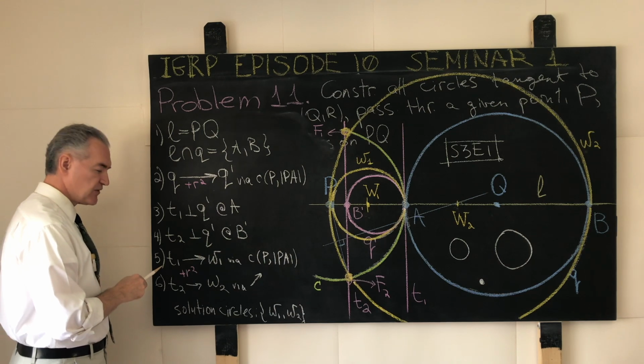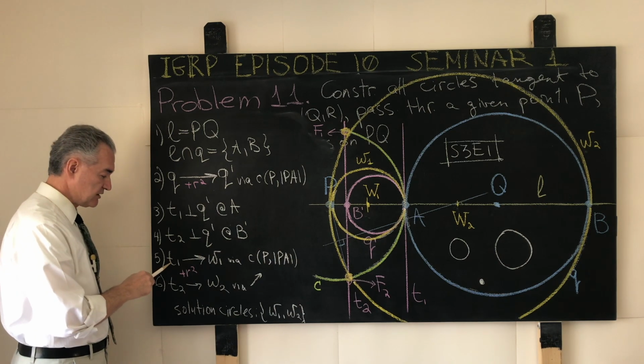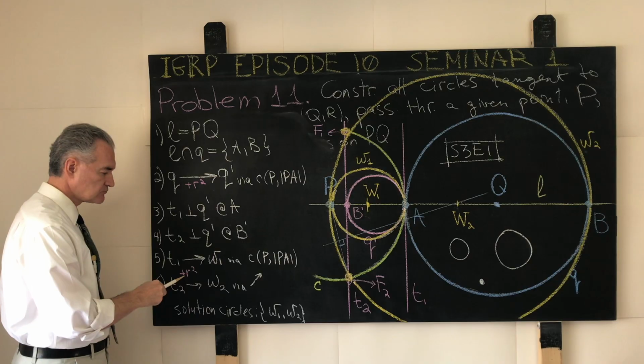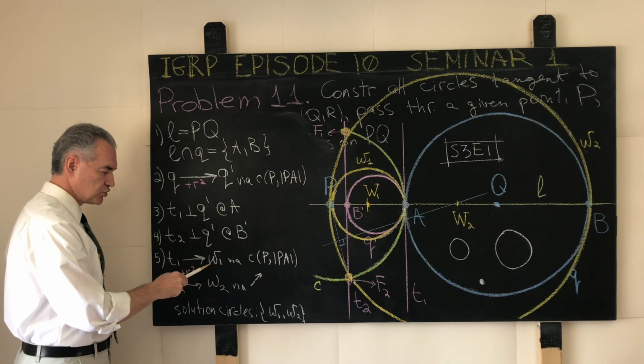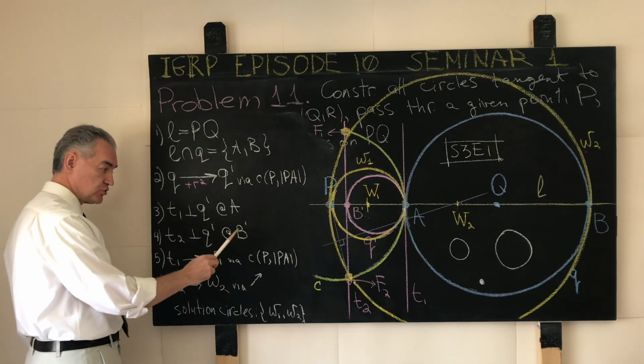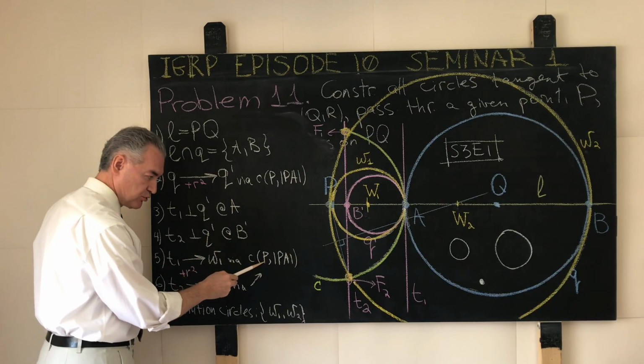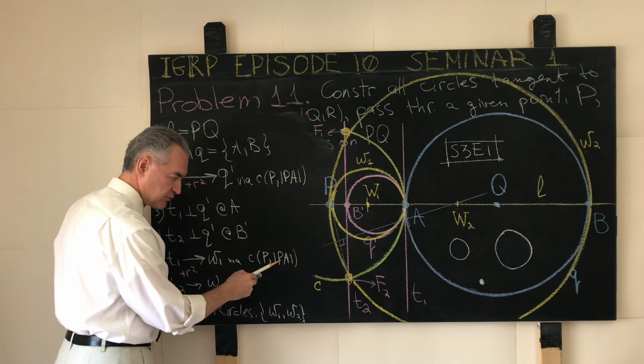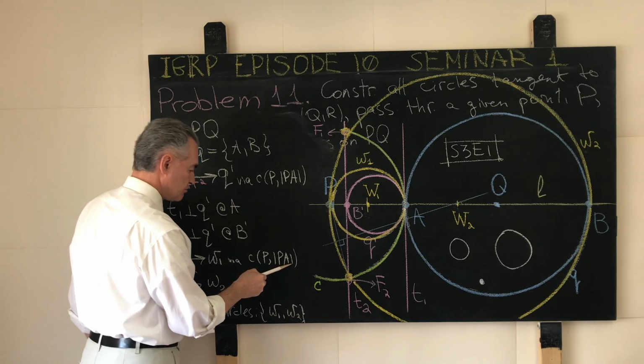As step number 5, we reflect the straight line T1 with positive power into the first solution circle, lowercase w1, via the inversion of the parent plane with respect to a circle, lowercase c, that has the point P as its center and the length of the line segment PA as its radius.